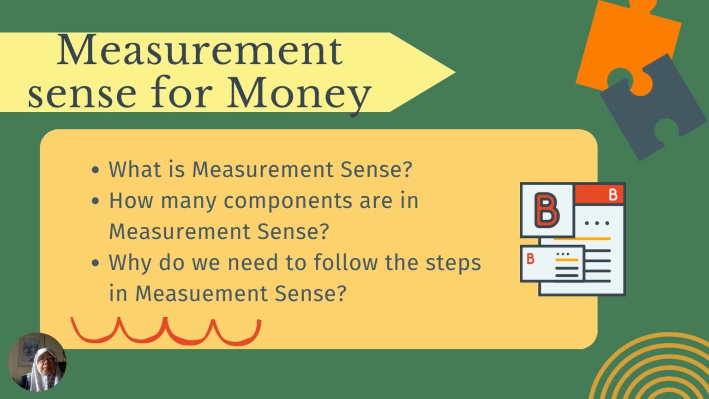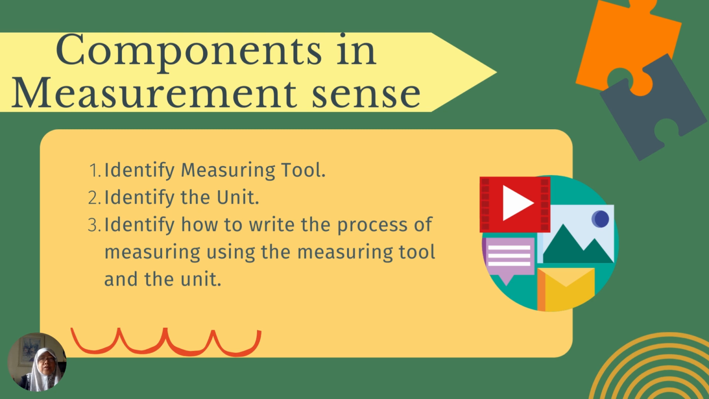Right? So what is measurement sense for money? How many components are there in measurement sense? Why do we need to follow the steps in measurement sense? Let's have a look at this. So there are three components or three items in measurement sense generally. You need to know this so that you can guide your students when you become full-fledged teachers.